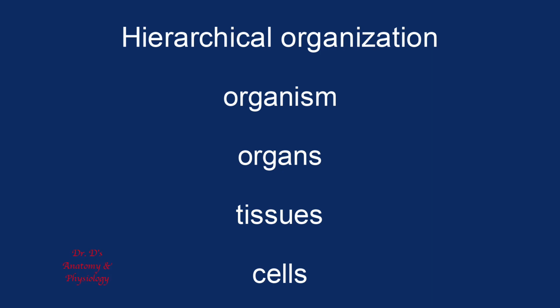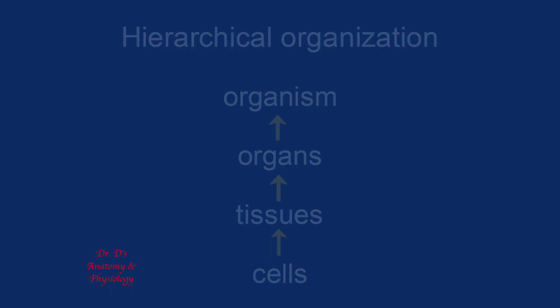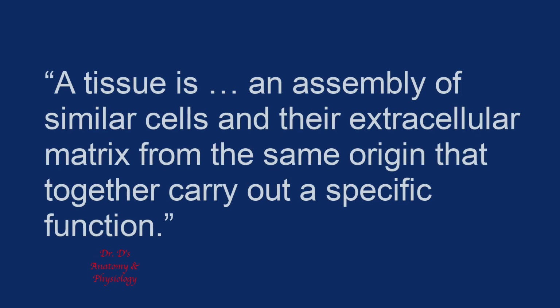If we look at the hierarchy of organization of the body and skip over the lowest levels and begin with the cells, cells are organized into tissues which form organs that form organ systems that give us the organism. A tissue is an assembly of similar cells and their extracellular matrix from the same origin, that is the cells, that together carry out a specific function.